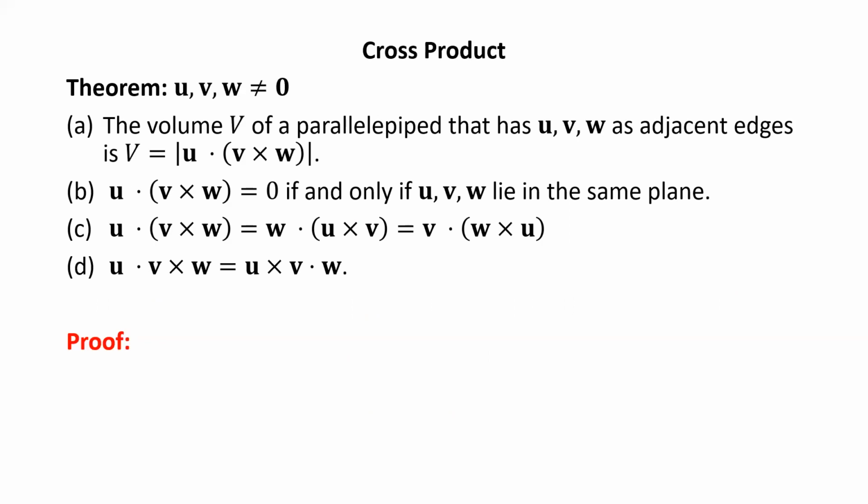Okay, and for part D, u dot v cross w is u cross v dot w. This follows from what we've already done very quickly. u dot v cross w is w dot u cross v. That's exactly part C, the first equation in part C to be specific. And now we could interchange w and u cross v because the dot product is commutative.